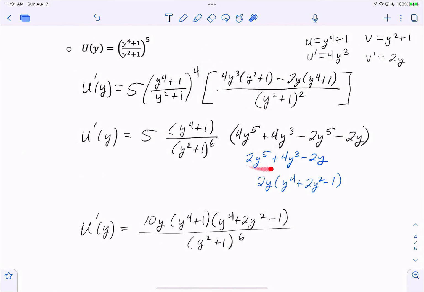If you left it like that and put it in parentheses and put it in the numerator, then that's fine. But I went ahead and decided to factor out the 2y and combine that with the 5. So I have 10y times the quantity of y to the 4th plus 1. Oh my gosh, that's to the 4th power. I'm glad I caught that. 4th power applied to both the numerator and denominator. Times y to the 4th plus 2y squared minus 1 all over y squared plus 1 to the 6th power.